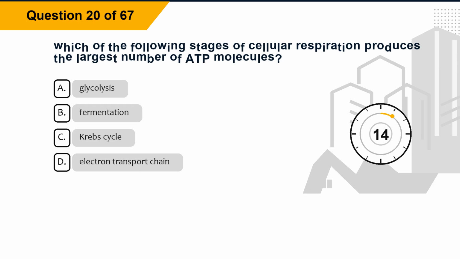Question 20. Which of the following stages of cellular respiration produces the largest number of ADP molecules? Option A, glycolysis. Option B, fermentation. Option C, Krebs cycle. Option D, electron transport chain.